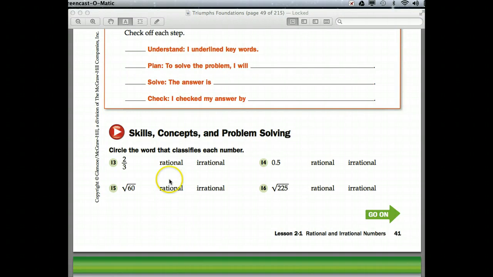Okay, it's time for you to work the skills, concepts, and problem solving. So when you get those completed, you need to turn them in. All right, good luck, guys.